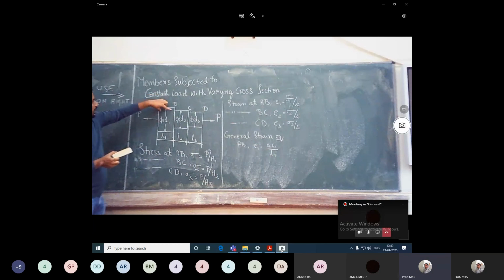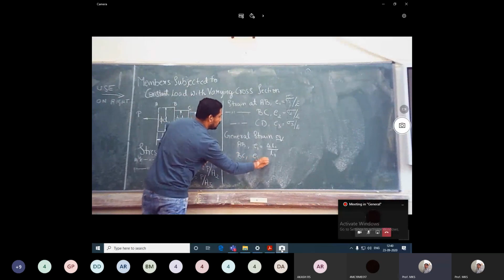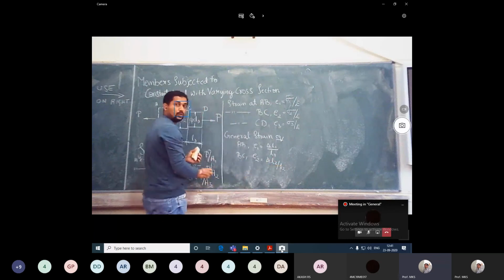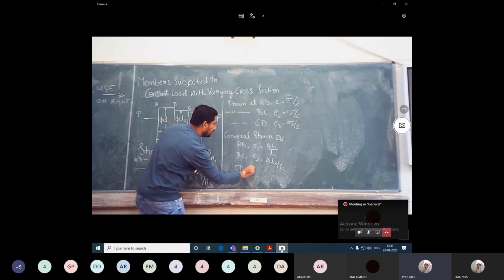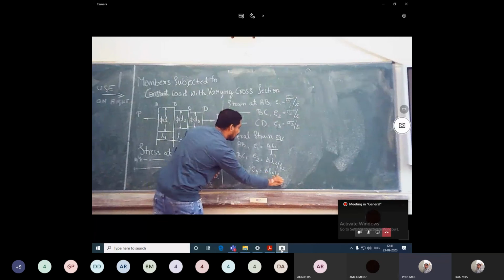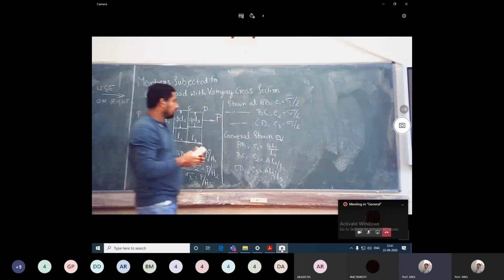The strain at AB, E1, is equal to change in length at AB, which is delta L1, by the length of the section AB, which is L1. So similarly at BC, E2 is equal to delta L2 by L2. At CD, E3 is equal to delta L3 by L3, right? So it is just an expression we had done in the note in the last class. So next you combine all together.